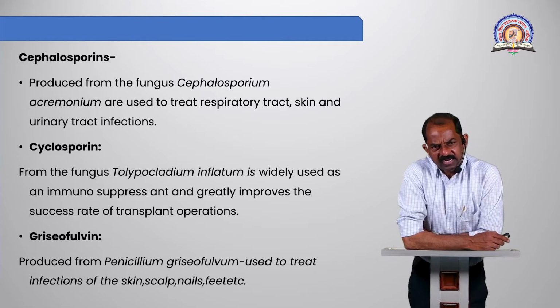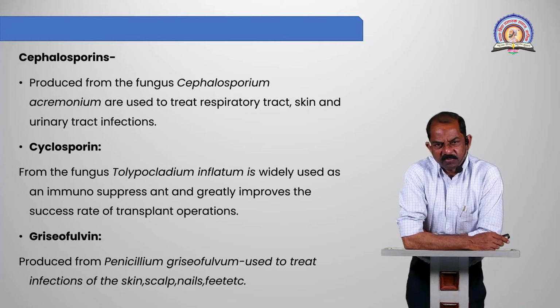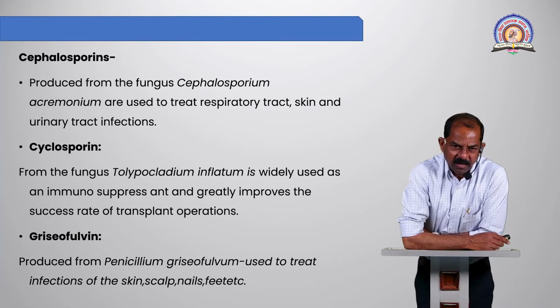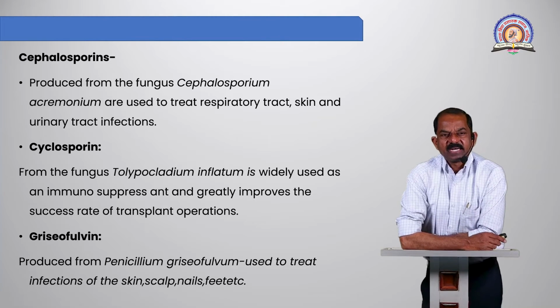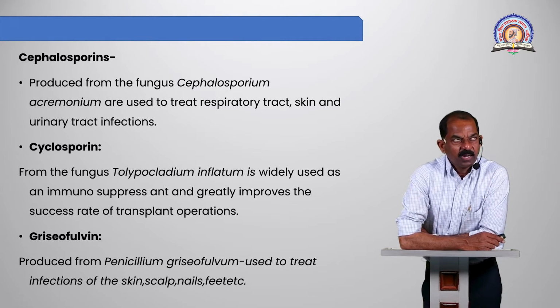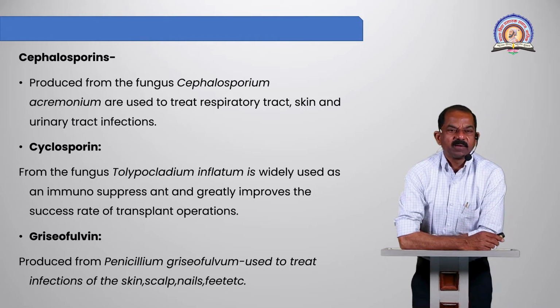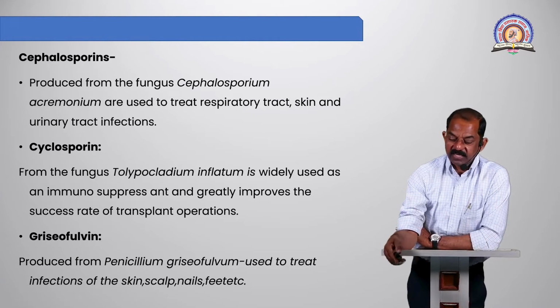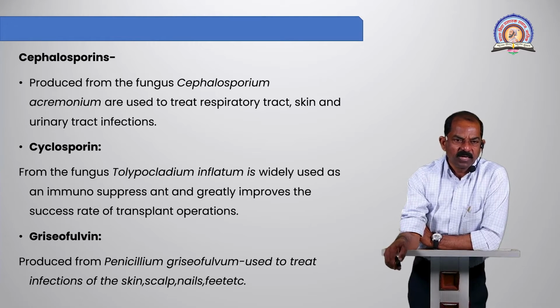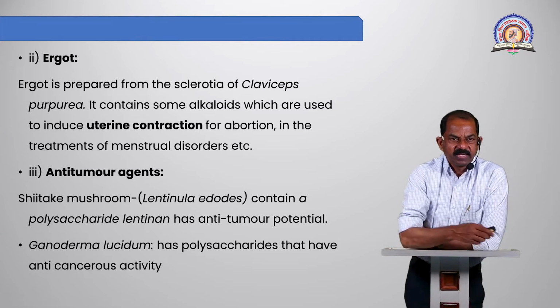Again, there are different antibiotics like cephalosporin, cyclosporin, and griseofulvin. They are also obtained from different microorganisms and play an important role in curing different diseases caused by different microorganisms.